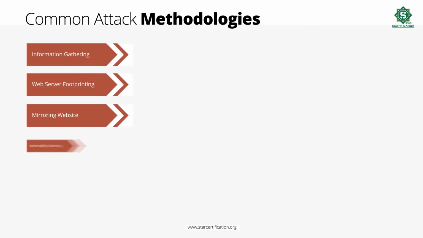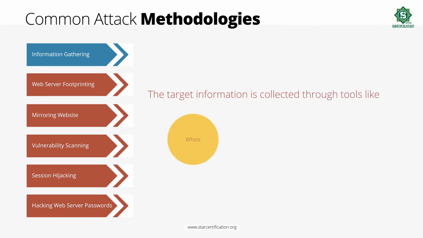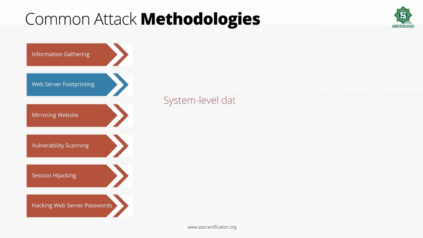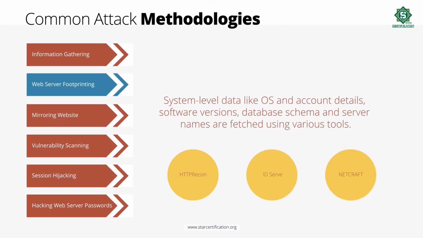In this section, we will learn the common attack methodologies used in ethical hacking. In information gathering, the target information is collected through tools like WHOIS, traceroute, ActiveWHOIS, etc. Queries to the WHOIS database and the robots.txt file can reveal the IP address, domain name, databases and root directory structures, etc. In web server footprinting, system-level data, like OS details, account details, software versions, database schema, and server names are fetched using various tools such as HTTPrecon, ID Serve, Netcraft, etc.